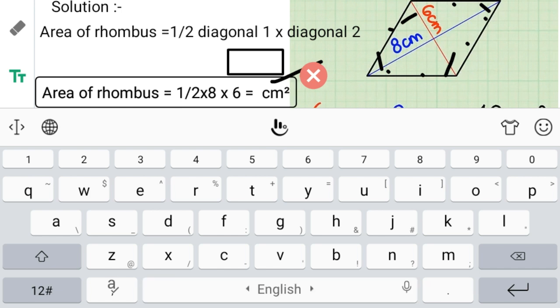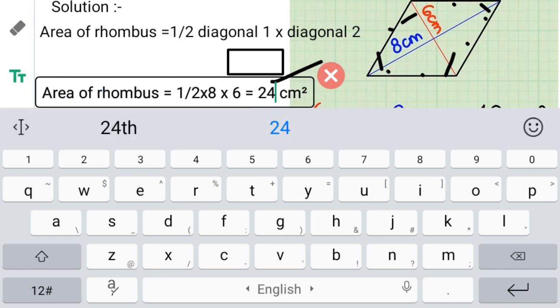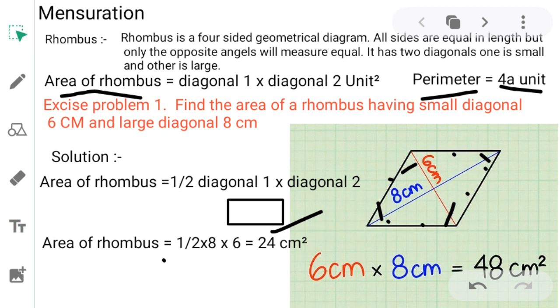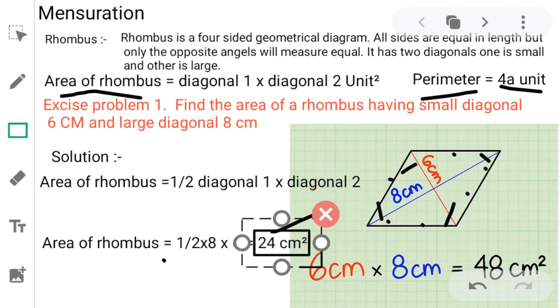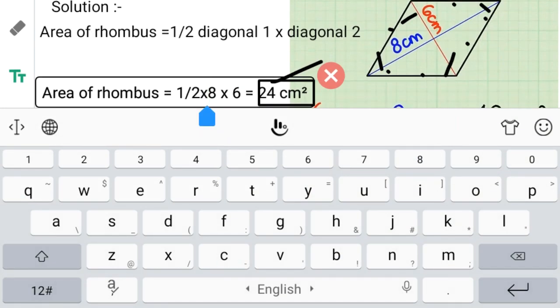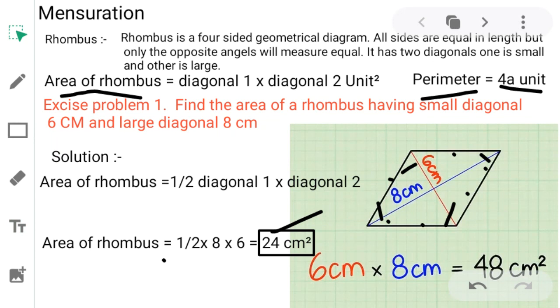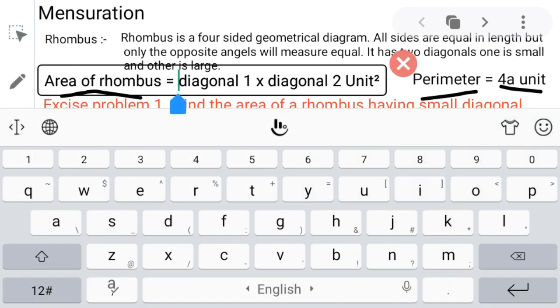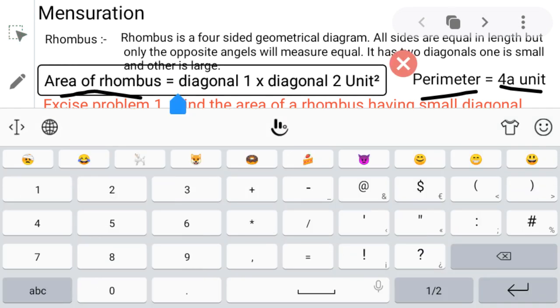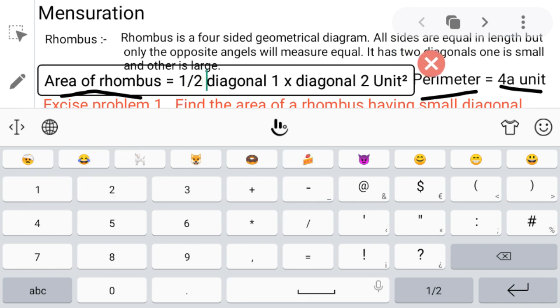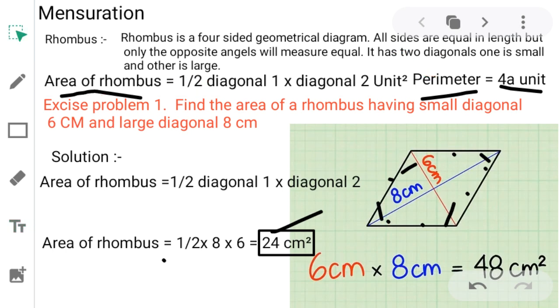So we should be very careful in calculating any answers, by taking the formulas and all. It is very important for us to be confirmed about the formulas. So the area of a rhombus is equal to 1 by 2 into diagonal 1 into diagonal 2 unit square. So yes, it is clear.